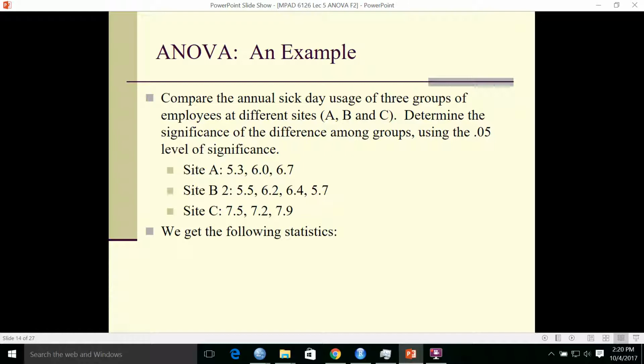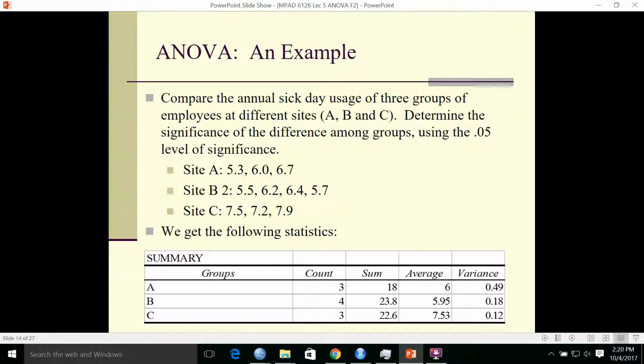So in Site A, we have 5.3 sick days, 6 sick days, and 6.7 sick days. In Site B, we have 5.5 sick days, 6.2 sick days, 6.4 sick days, 5.7 sick days, and in Site C, we have 7.5 sick days, 7.2 sick days, and 7.9 sick days. So stop and ask yourself, if I were eyeballing this, would I think that there is a significant difference between any of these sites?